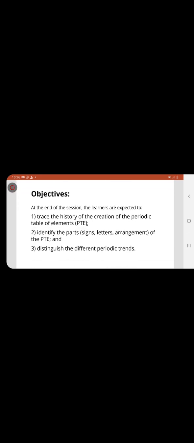So for today's session, with the wind rustling, and I don't know if you can hear it, we are going to trace the history of the creation of the periodic table of elements. Because, of course, it does not appear in an instant. To identify the parts, the designs, colors, legends, etc. of the periodic table of elements. And then, distinguish the different periodic trends.